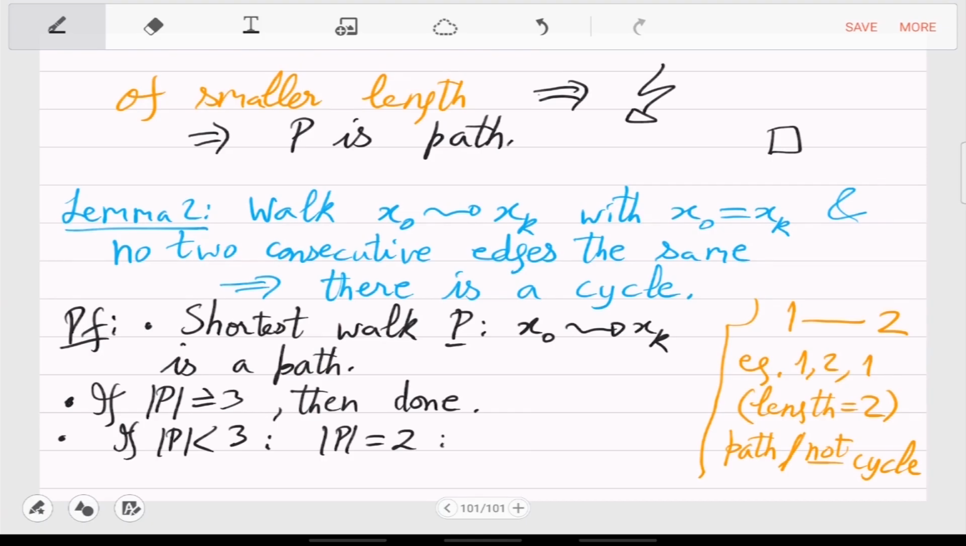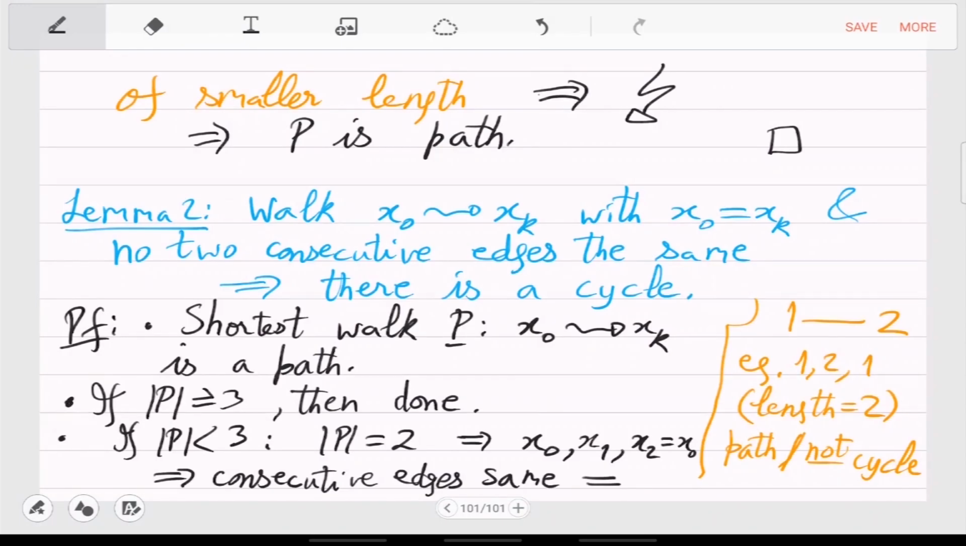So what it means is that you have x0, x1, x2, which is the same as x0. Right? So you are using what was forbidden in the premise, the x0, x1 edge both ways, which is a contradiction, which means that consecutive edge is the same. Which is a contradiction. Okay, this contradiction means that this p less than 3 case is impossible. So p has to be at least 3, and hence it's a cycle, hence we are done.